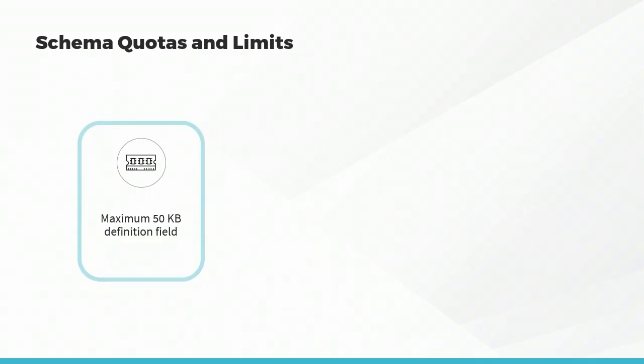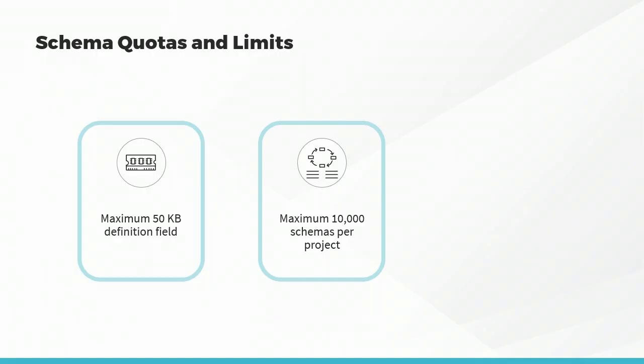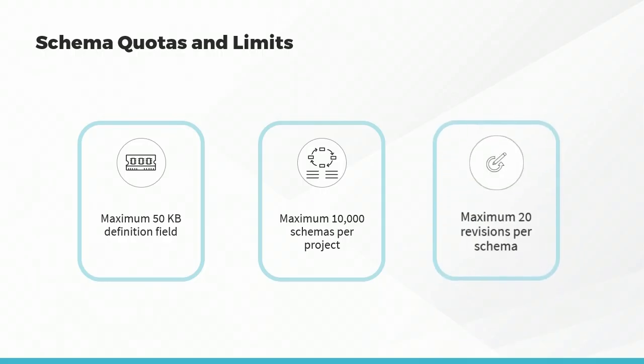Now, there are some quotas and limits. There's a maximum of 50 kilobytes definition per field, so each field can only contain 50 kilobytes of data maximum in size. There's a maximum of 10,000 schemas per project that we can use. For anything greater than that, you'll have to contact your Google Cloud provider and see if you can increase that schema limit. A single schema can have many different revisions, but it can't have more than 20 revisions per schema.